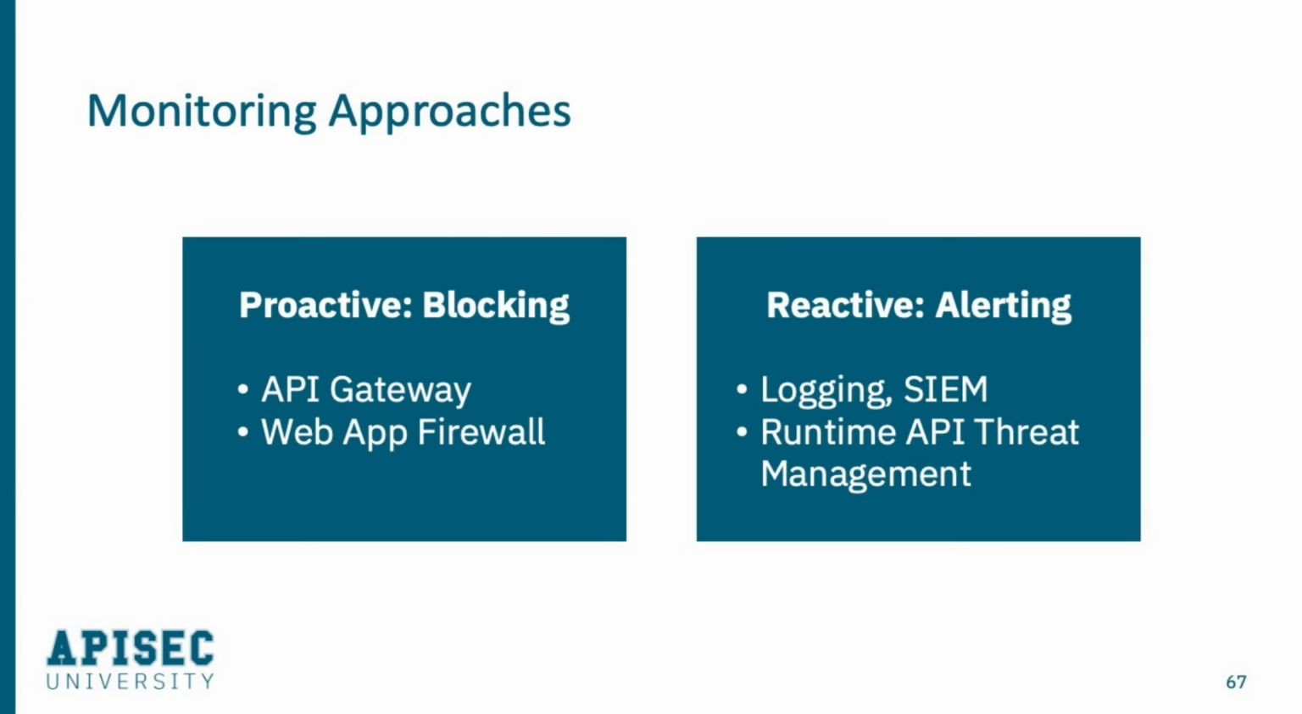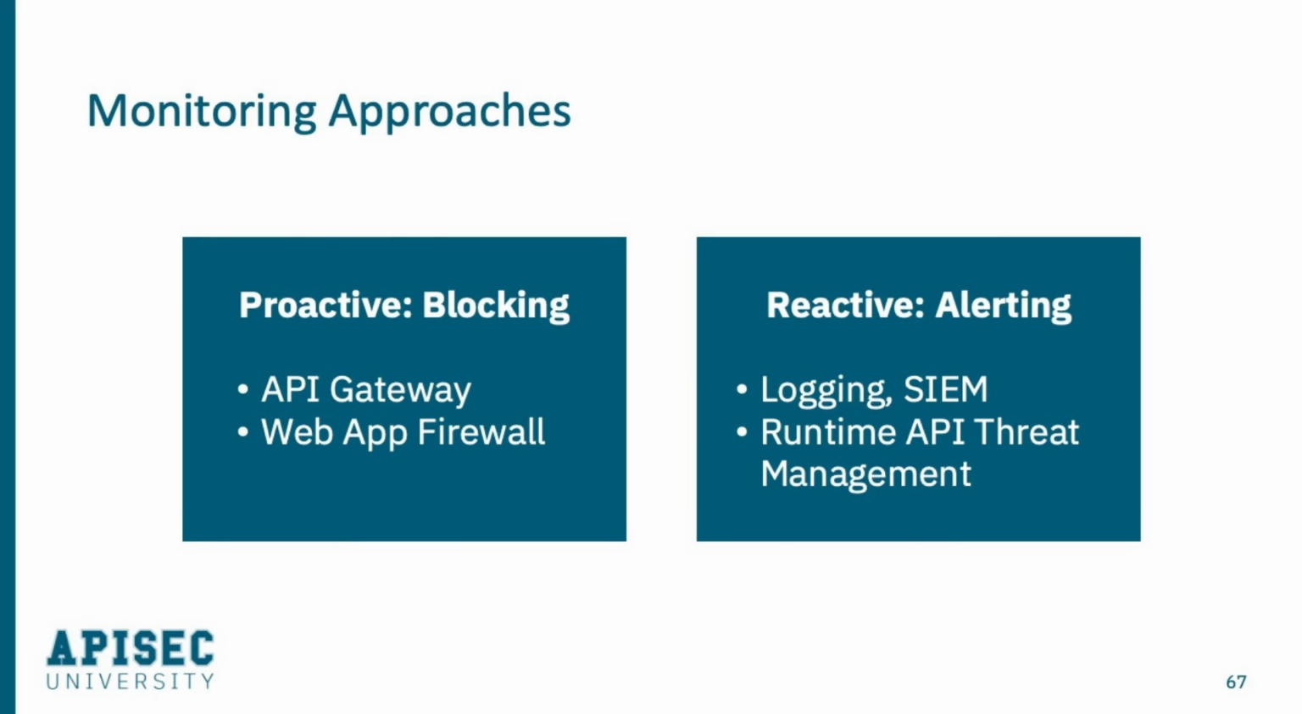Now, there are really two fundamental approaches to runtime monitoring. There's a proactive blocking approach, which you'll find with things like a gateway or a web app firewall. Here's where you can actually enforce policy, right? You can define in a gateway that these endpoints are only accessible with valid authentication, and they actually perform the authentication. Or with a firewall, maybe you want to implement rate limiting or IP whitelisting or these types of things, and if the traffic doesn't match, it gets blocked.